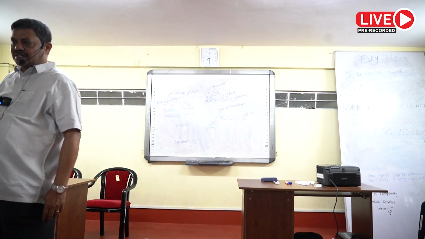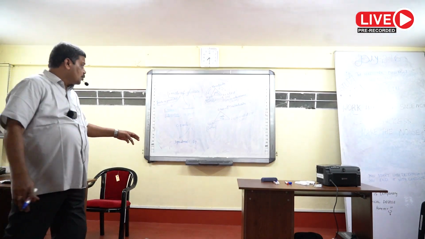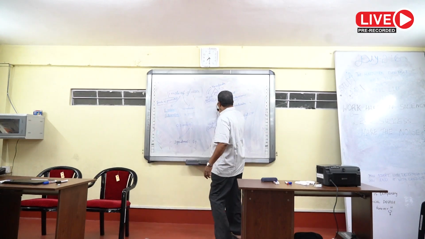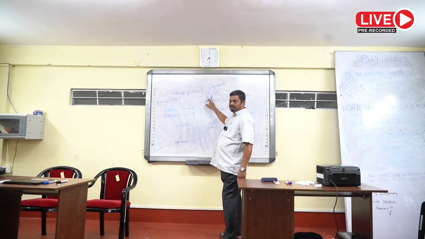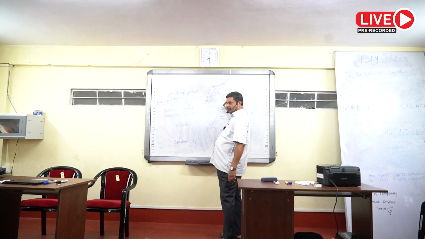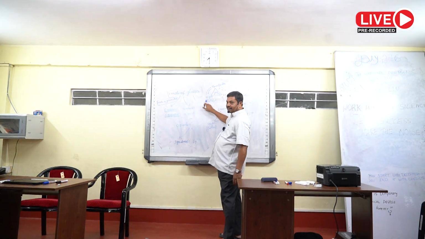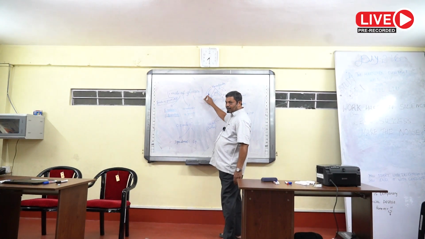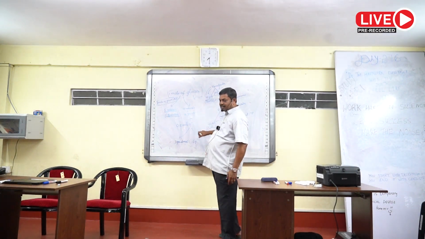4 grams, correct. Because 22.4 liters is weighing how much? 16 grams. 1/4 of 22.4 is 5.6. So it weighs how much? 1/4 of 16, which is 4 grams.